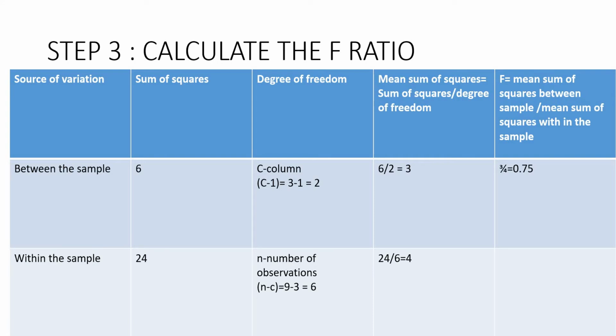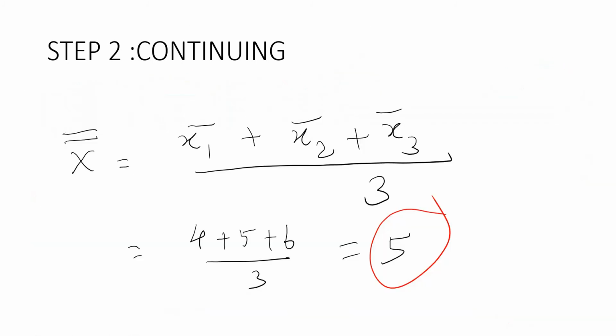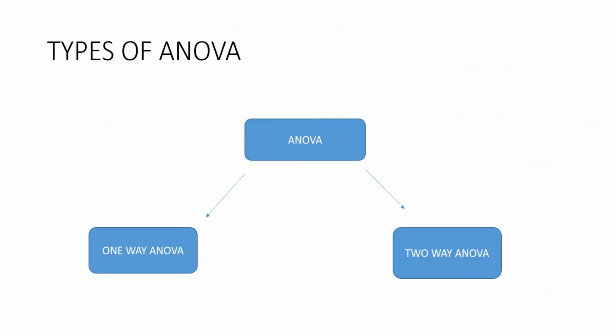In part of step 3, the next thing is, after getting this, we need to calculate the F ratio. For that, you need to use this table. The first one is source of variation. That is, we have 2: between the sample and within the sample. That is the basic formula also we use, right? So this is the formula I have given you in the beginning itself.